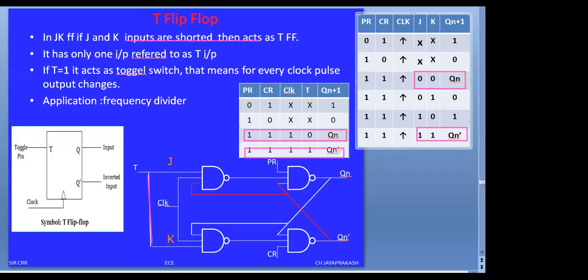Here this is the T flip-flop. If you observe the output waveform, it is similar to a square wave. A square wave is generated, and this is also called a frequency divider. You will see the response with respect to the waveforms.